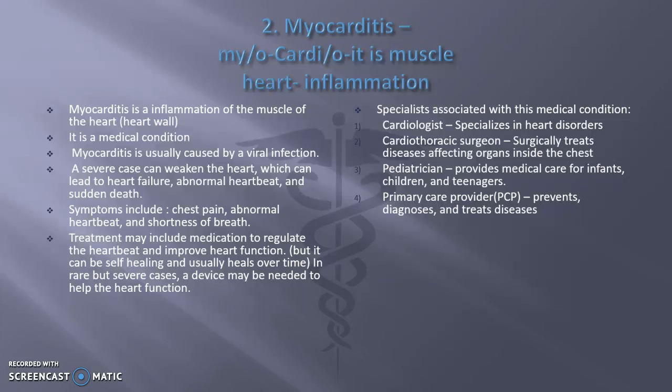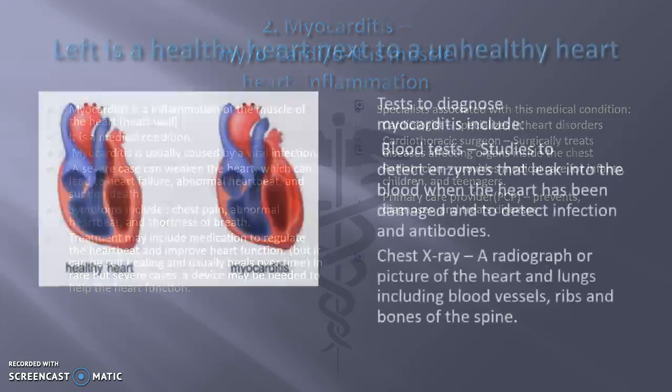So some of the specialists associated with this medical condition are a cardiologist, which specializes in heart disorders, a cardiothoracic surgeon, who surgically treats diseases affecting organs inside the chest, and a pediatrician if it happens to children or teenagers. A pediatrician provides medical care for infants, children, and teenagers. A PCP, primary care provider, which we saw on the last slide, prevents, diagnoses, and treats diseases.